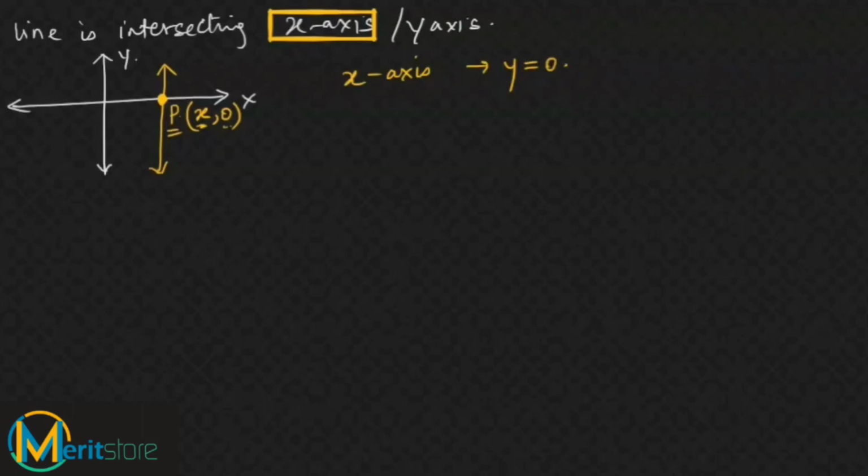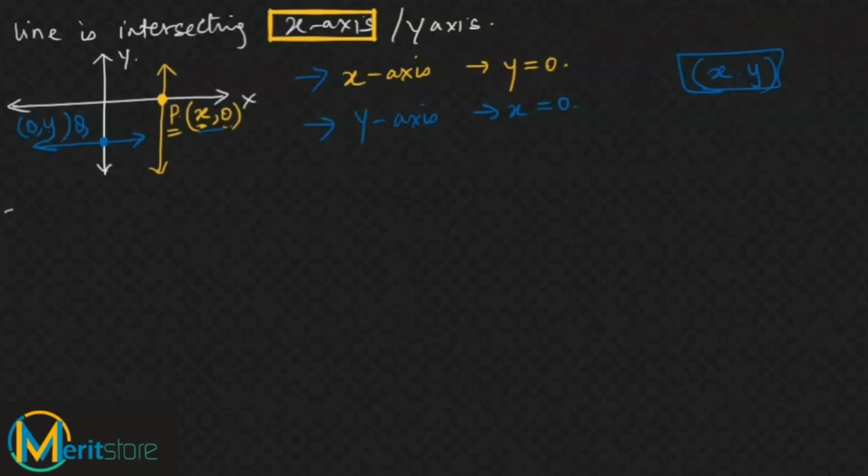Similarly, if I have a line which is crossing the y-axis, intersecting the y-axis, you see this is the point where it intersects. Let's take that as Q. It's not touching the x-axis anywhere. So the coordinates for this will be 0, y. So when a line is touching the y-axis, the x becomes 0. In coordinate system, we always write the x point first and then the y point. So 0, y for the Q point and x, 0 for the P point.